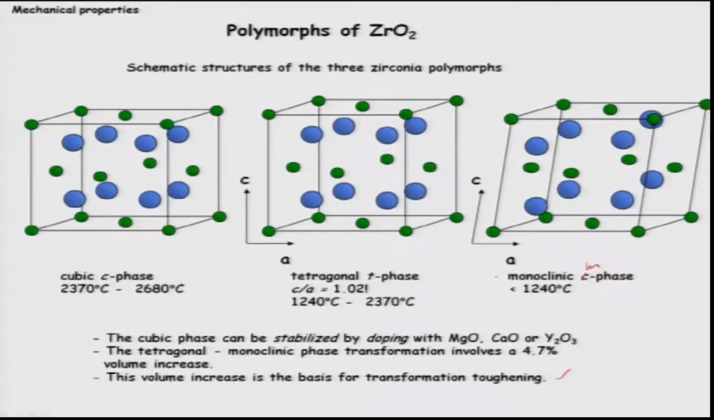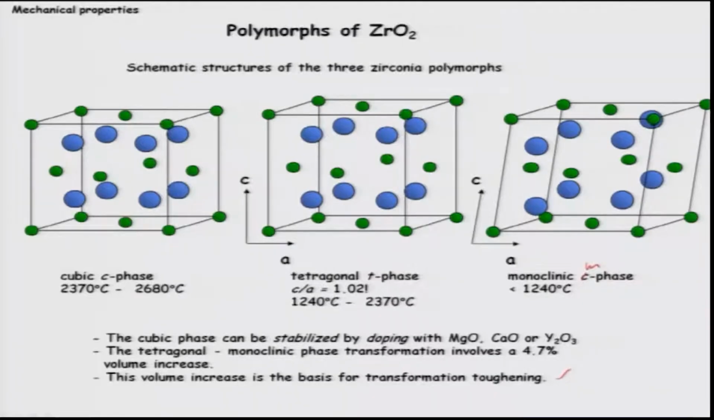Zirconium oxide can have three different polymorphs. Cubic is stable from 2370 to 2680 degrees Celsius, very high temperature. And then there is a phase called T phase, which is known as tetragonal, with the c by a ratio of 1.02. It is stable at intermediate temperature from 1240 to 2300 degrees Celsius, and at lower temperatures, from 1240 down to room temperature, the monoclinic phase is stable.